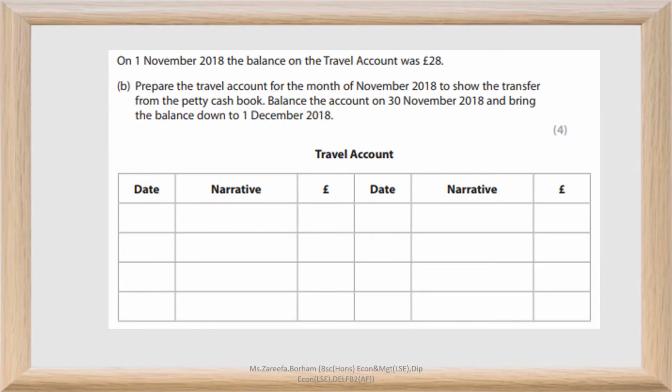Part B of this same question asks us to prepare the travel account relevant to this Petty Cash Book. The only additional record required here is the total figure in the Petty Cash Book.